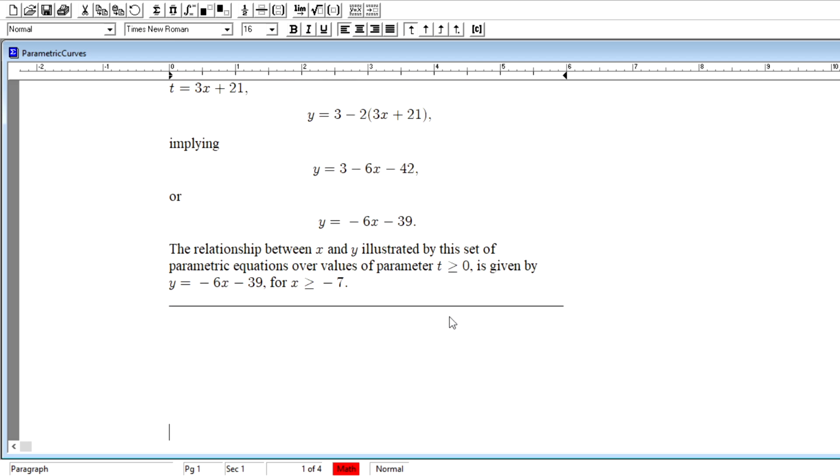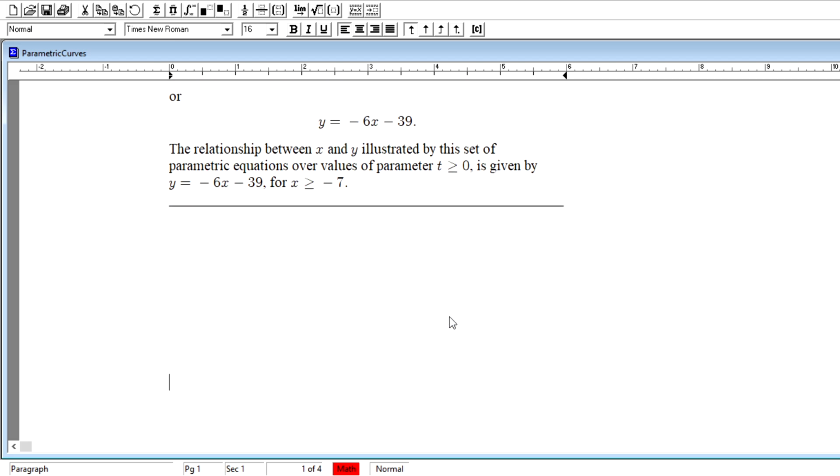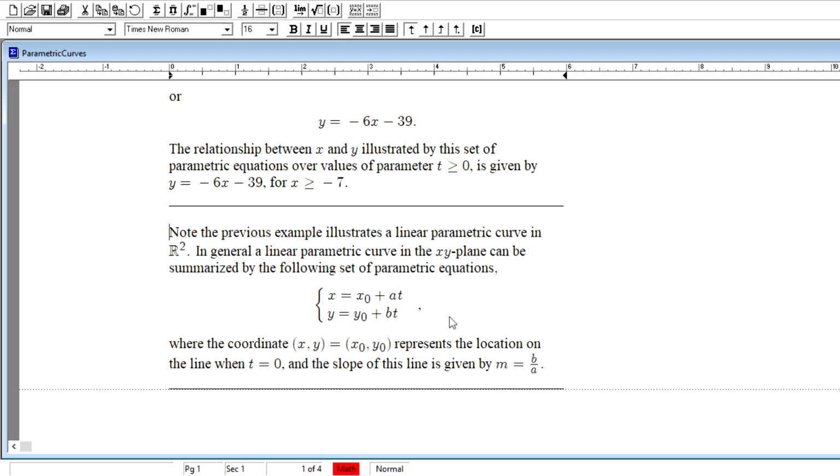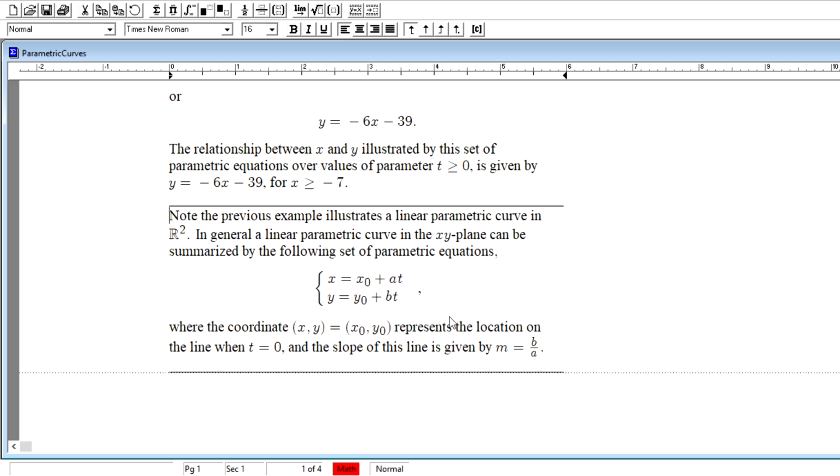What we can note is this case illustrates what we call a linear parametric curve in R2. Note, the previous example illustrates what we call a linear parametric curve in R2. In general, a linear parametric curve in the xy plane, R2 space, can be summarized by the following set of parametric equations.